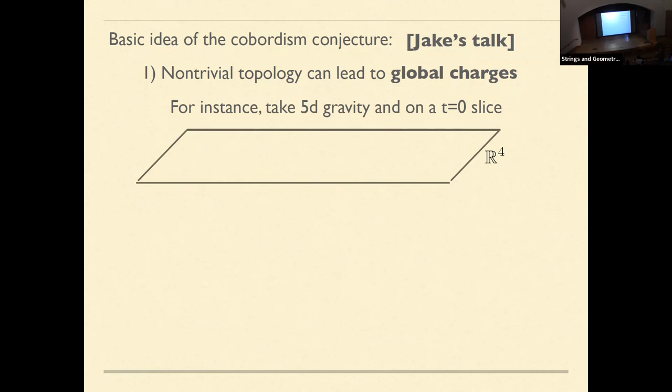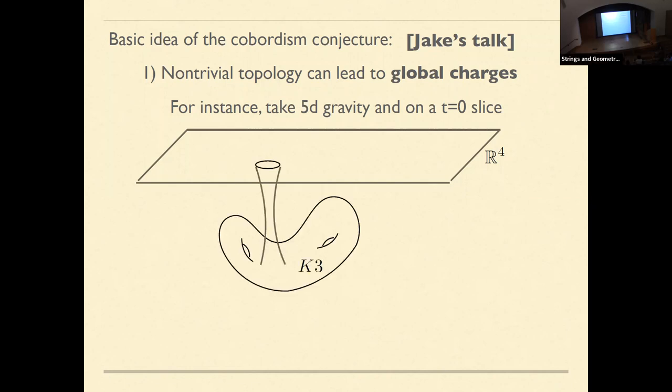Imagine, just to be very concrete, your favorite five-dimensional theory of gravity. Maybe some theory on your favorite Calabi-Yau, or maybe you just believe that pure 5D gravity exists. Think of a constant time slice in this theory. The constant time slices look like R^4. On this R^4, I'm going to do something funky. I am going to take a K3 manifold and glue it in with a tube. What is the effect of this? From the point of view of an observer sitting here, this is a localized defect, a localized object, kind of like a solitonic particle, which is just floating there.